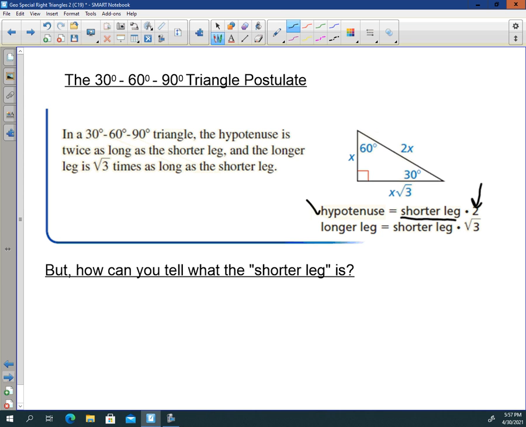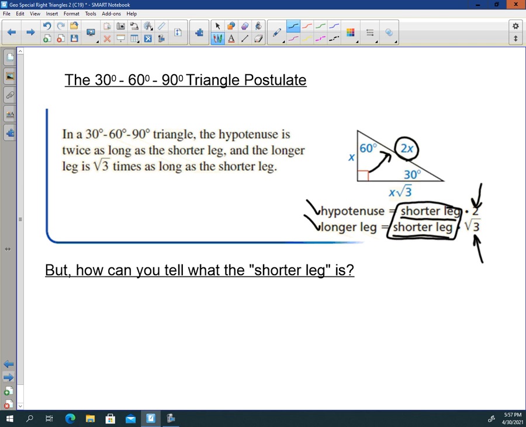That's basically the idea. You see that here: the hypotenuse, the one that's directly across from the 90 degree angle, is 2 times the shorter leg. And then the longer leg, the other leg that's left, if you take the shorter leg and multiply it by the square root of 3, you will get that length. So everything depends on knowing what the shorter leg is in this one.